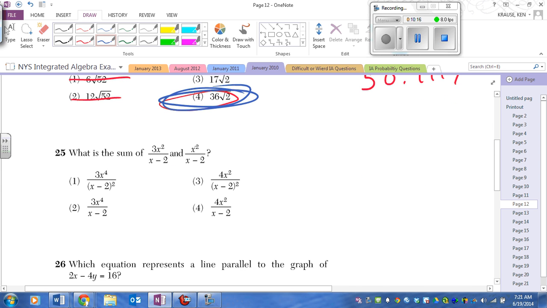Here we go, it's a sum. We don't have a common denominator, so just add the numerators. 3x squared plus 1x squared is 4x squared, and we don't change the denominator, x minus 2.